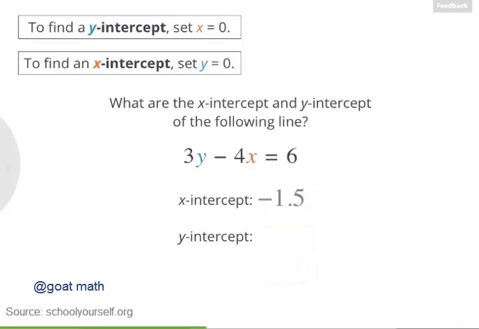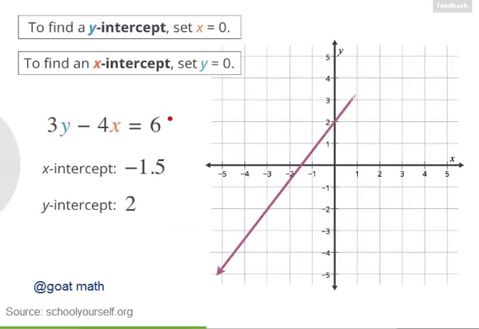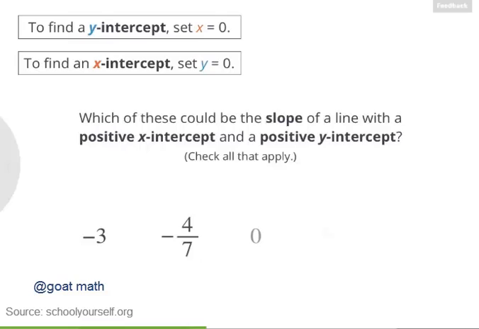Nicely done. So the x-intercept for this equation is -1.5, and the y-intercept is 2. Let's check that by drawing the graph. So here's the line for the equation 3y minus 4x equals 6. And sure enough, the x-intercept is -1.5, and the y-intercept is +2. Okay, here's your next challenge.